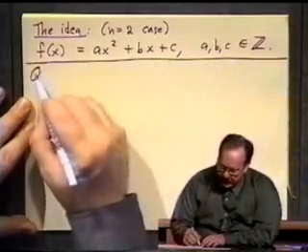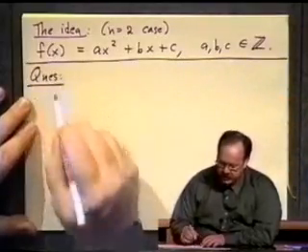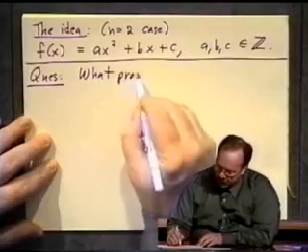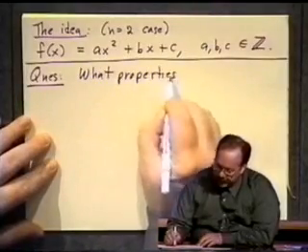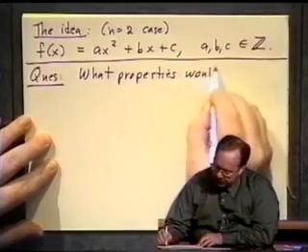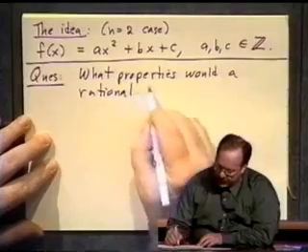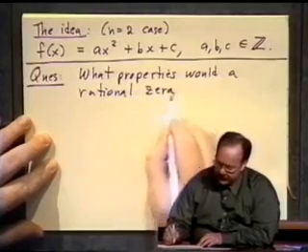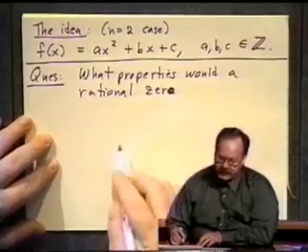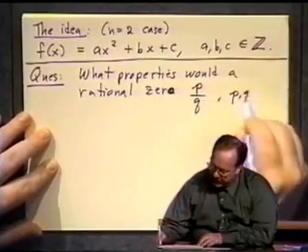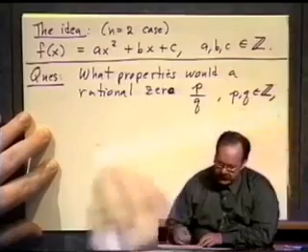Now we ask the following question about rational zeros. What properties would a rational zero of our f of x here, say p over q, where p and q are out of the integers, have?